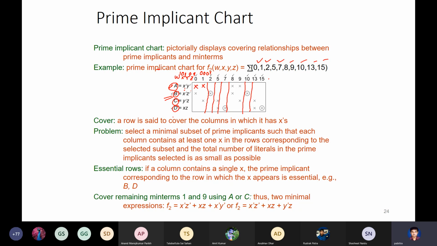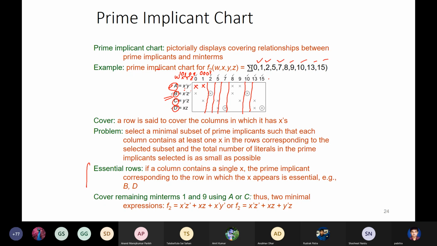So I have circled them actually. If you want to cover min term number 2, you have to have prime implicant B. If you want to cover min term number 7, you have to have prime implicant D. If you want to cover column 10, you already have B. If you want to cover min term 15, you have to have D, which you already have. So this B and D has to be there in the final expression, and this we call essential prime implicant.